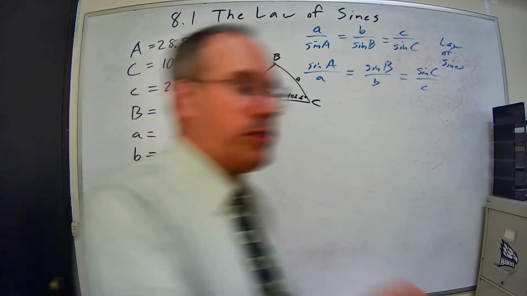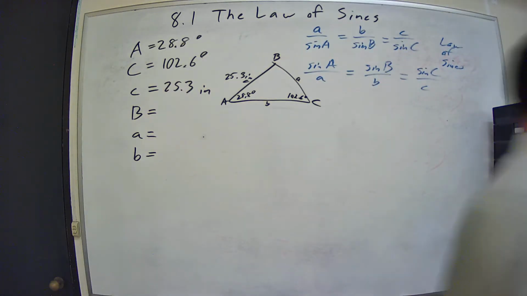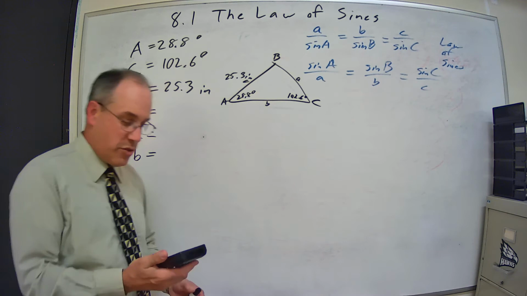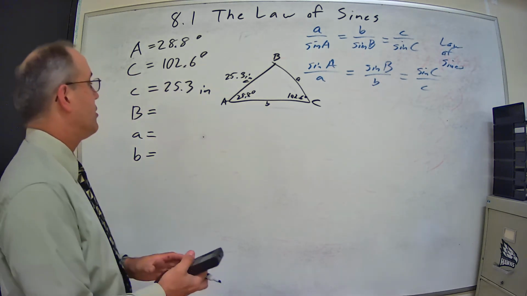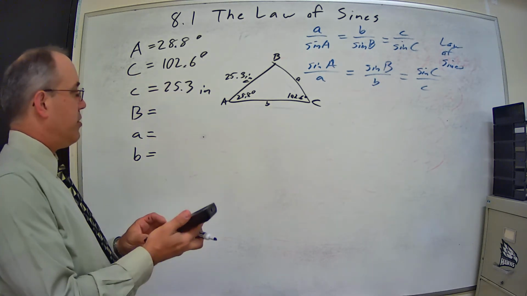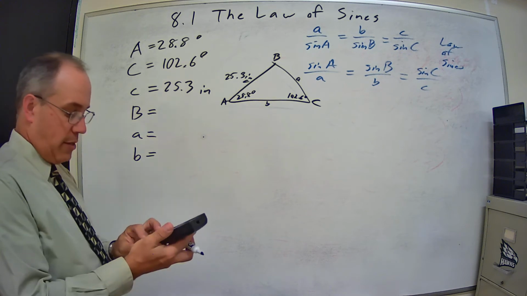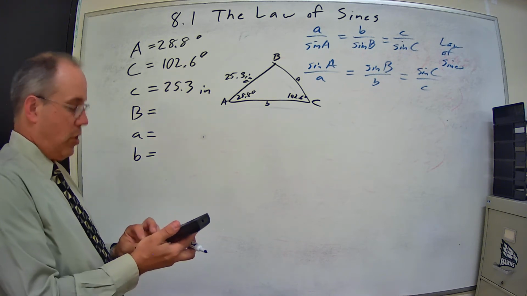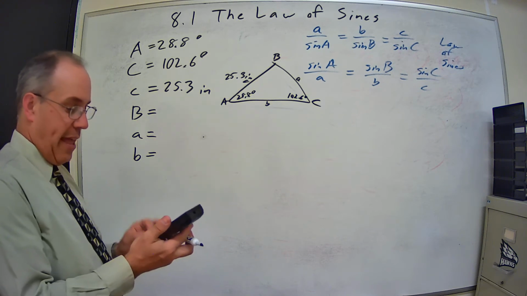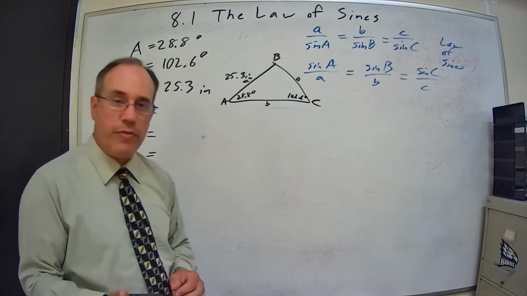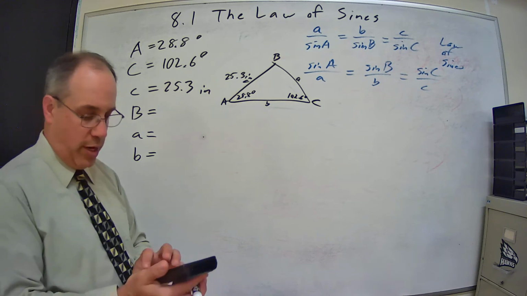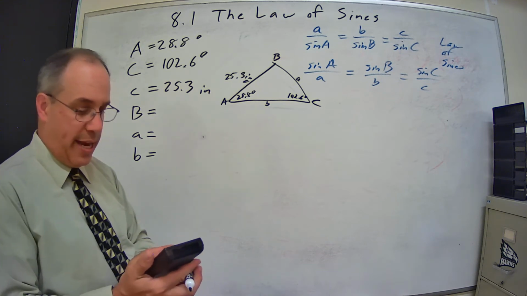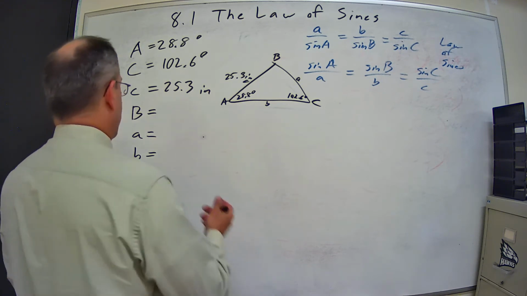Let me grab my calculator. So I have 28.8, 102.6. So I add those up and I get 131.4. And I'm going to subtract that from 180. And I get 48.6 degrees.